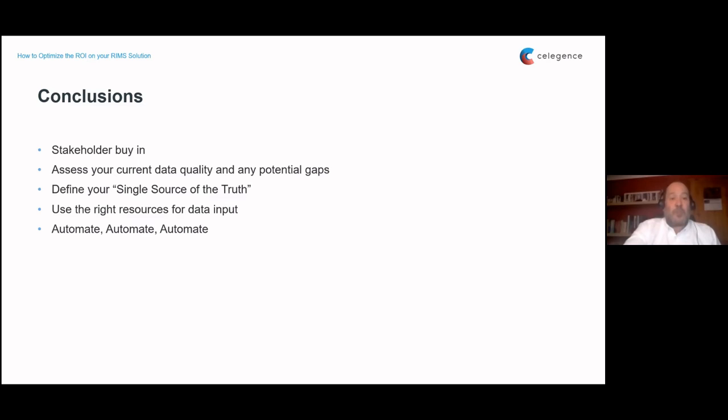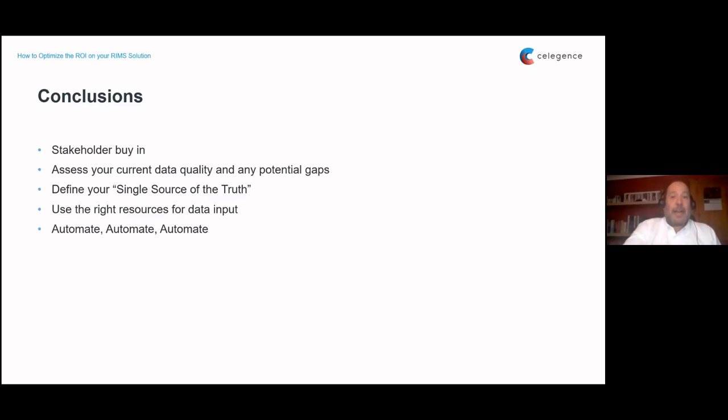Define where your single source of the truth is. Okay, if there's a piece of data that comes from a different system and that's the source of the truth, then make sure that that is documented. Use the right resources for data input. I am a big believer in a centralized data input model. It really does help with data quality in my experience.